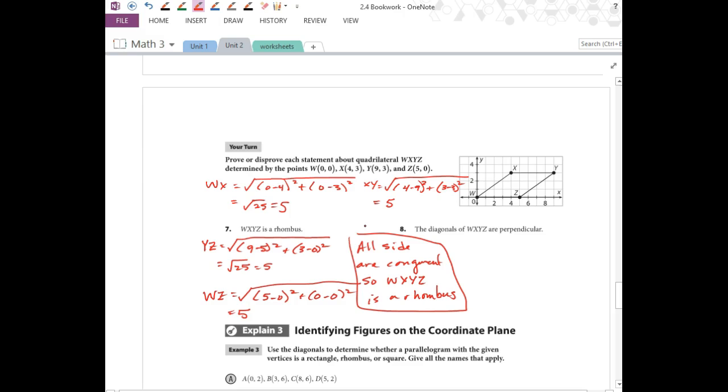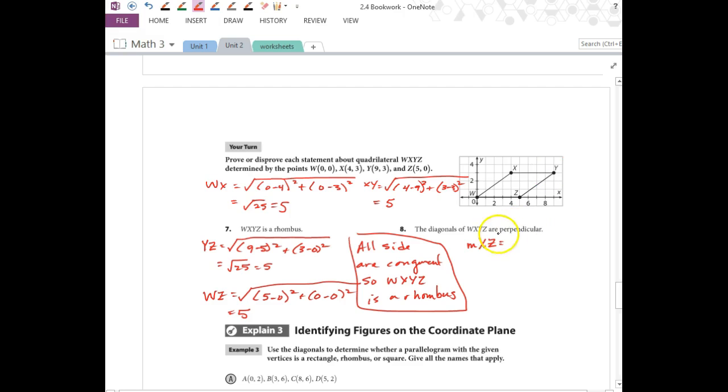Okay, so question 8, I'm kind of bleeding over. The diagonals are perpendicular. So all I have to do is prove that the diagonals are perpendicular. So how would I do that? You have to find the slopes, right? What diagonal should I start with? XZ. So I'm going to say the slope of XZ. Notice I'm using slightly different notation. You don't want to just say XZ, otherwise I'm assuming that's a length. Use m representing slope.